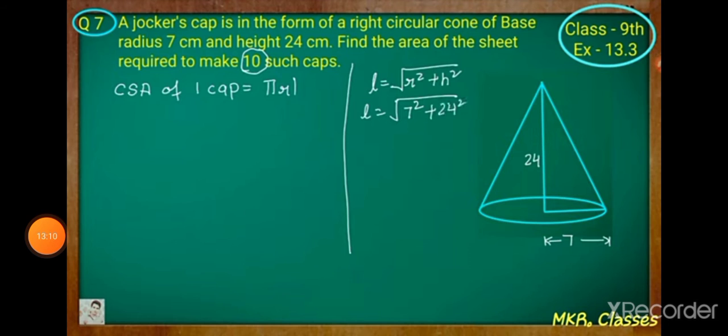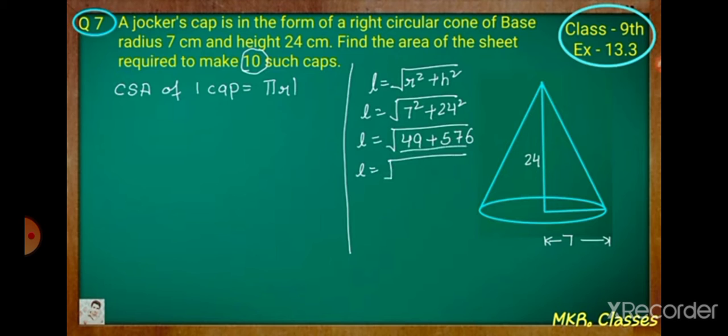Now the seventh question: a joker's cap is in the form of a right circular cone of base radius 7 cm and height 24 cm. Find the area of the sheet required to make 10 such caps. Now look here, boys, in a joker cap we will not use the base, we keep the base part open so that we can wear it. So only CSA will count. For CSA we need slant height, which is not given. So again we'll use the Pythagoras theorem, L is equal to root r square plus h square, which gives us L equal to 25.